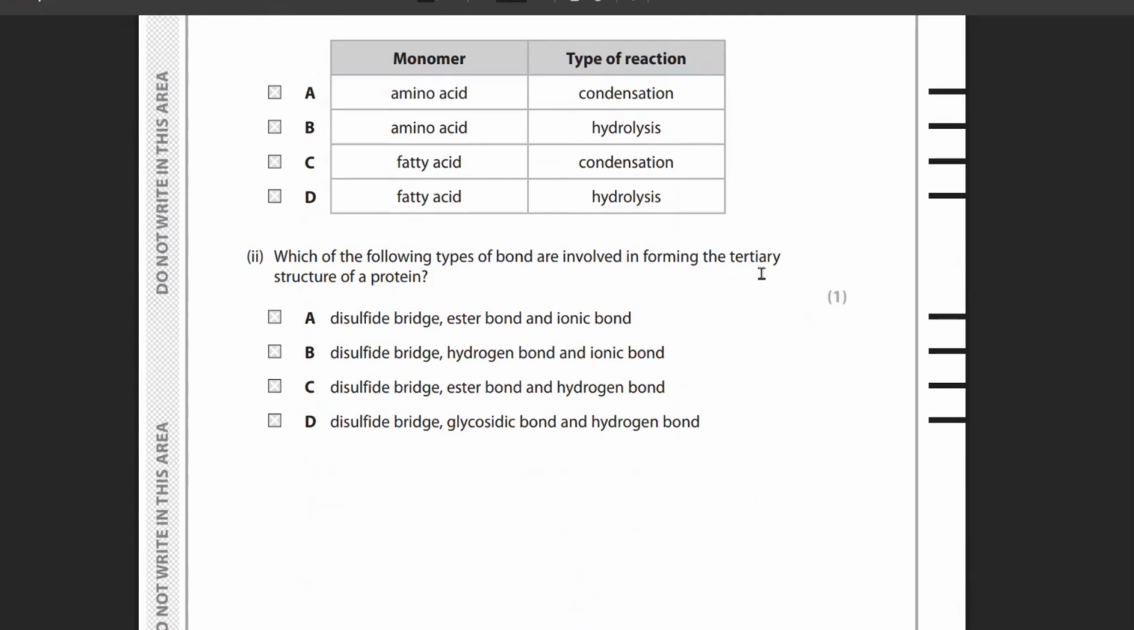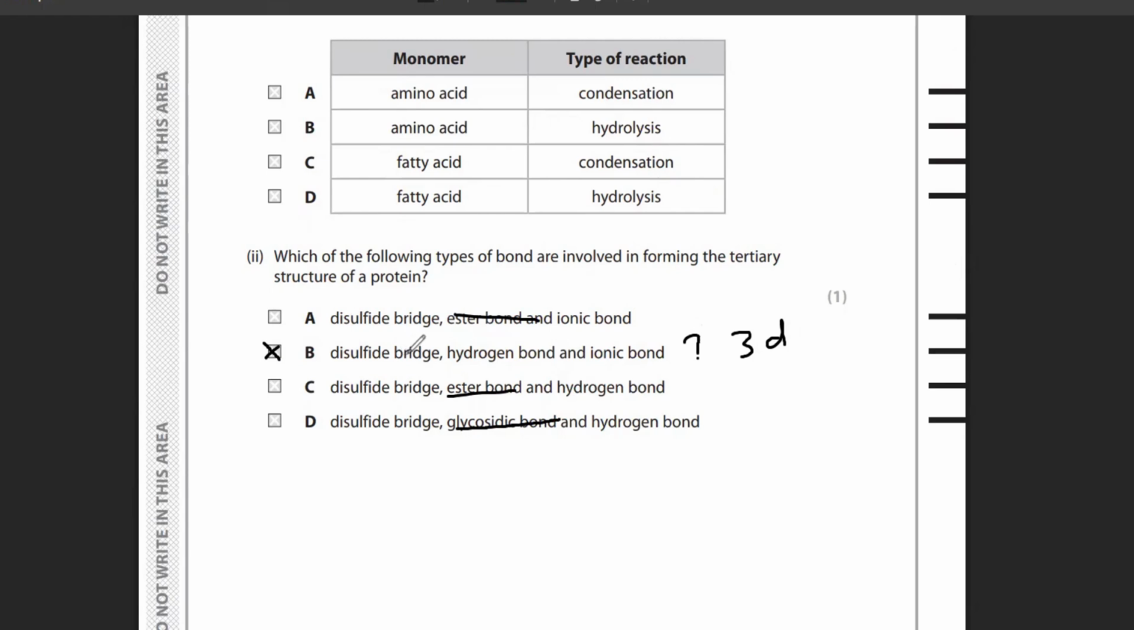That's the breaking reaction. Which of the following types of bonds are involved in forming the tertiary structure of proteins? So we've got disulfide bridge, ester bond, ionic bond. Well, ester bonds are found in fats, so it's not that. We're talking about proteins here. Maybe that one, disulfide, hydrogen, ionic. Disulfide, we've got an ester bond again, that's in fats. And we've got glycosidic bond, that's found in carbohydrates, not in proteins. So we can get rid of that. So our correct answer is B.